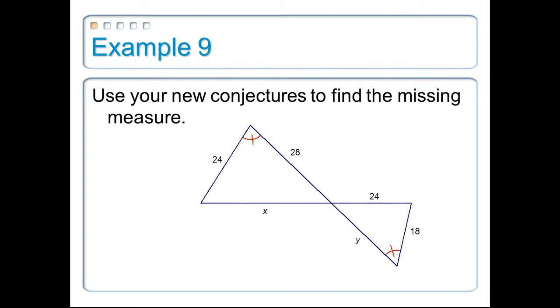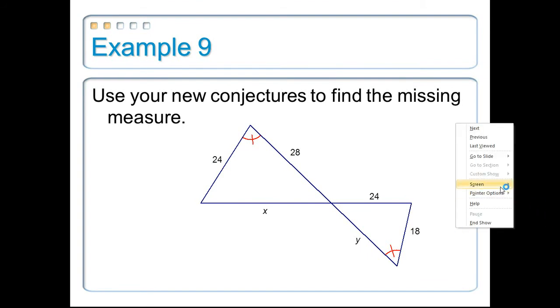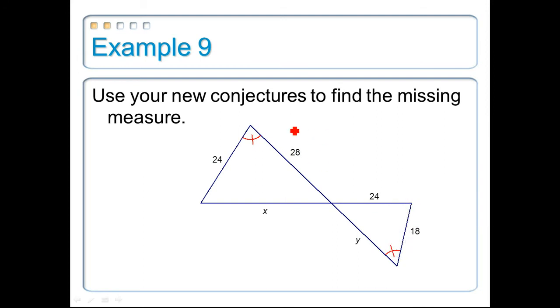Okay, and we're going to get the pen there. Got the pen, it seems to be working. Okay, so use your new conjectures to find the missing measure. And people right away go, okay, I got to do some stuff here.